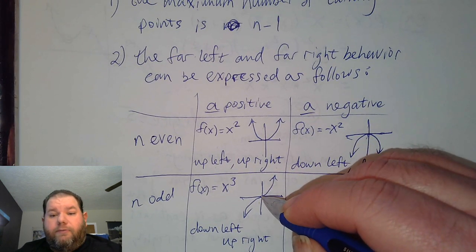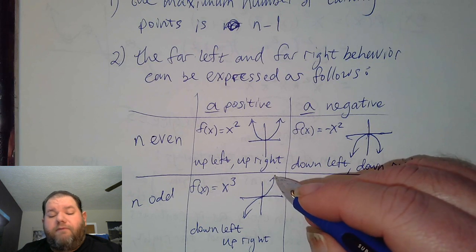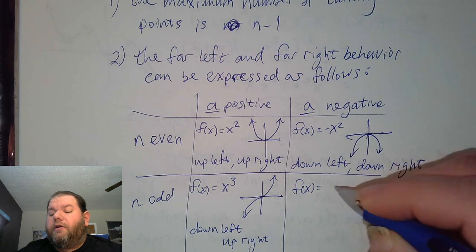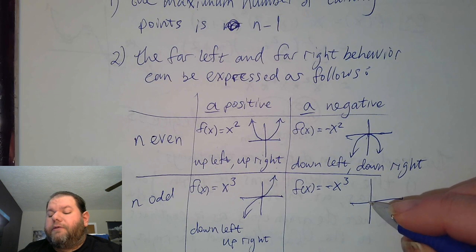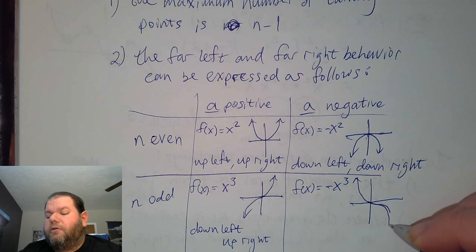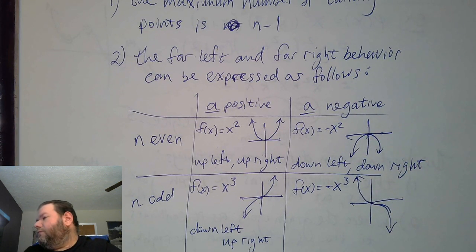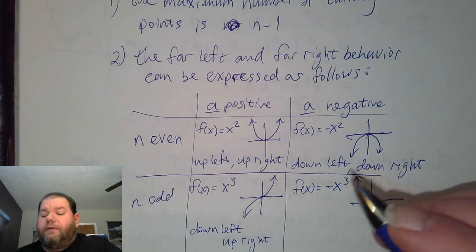So beyond its one x-intercept, it continues going down to negative infinity as it goes to the left, and up to positive infinity as it goes to the right. And then if we look at negative x cubed, that again flips the whole graph over. So it looks sort of like that. And so that one continues up to the left and down to the right.